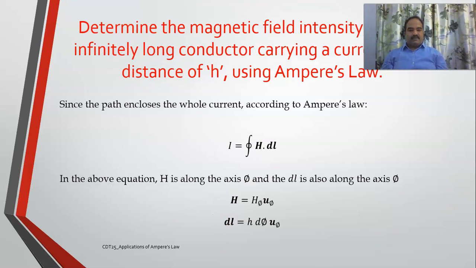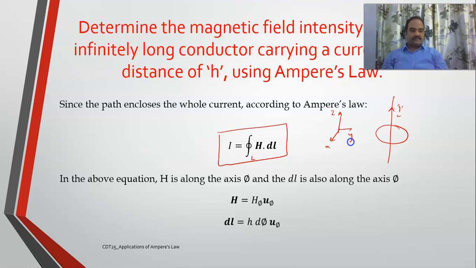Now we know that by Ampere's law, I is equal to the line integral of H dot dl. In the above axes, this is z, this is x, this is y, and I is along the z direction. Now, if you carefully see, H will be in this direction. If the field is moving in this fashion, then I should consider my field as moving around the conductor.